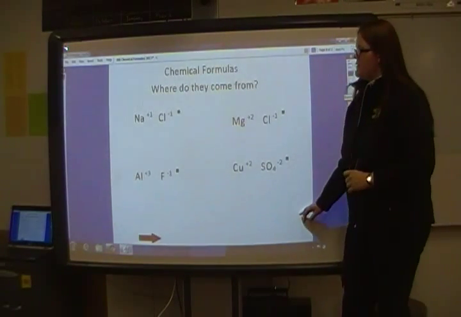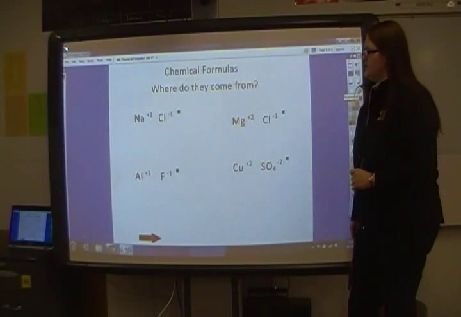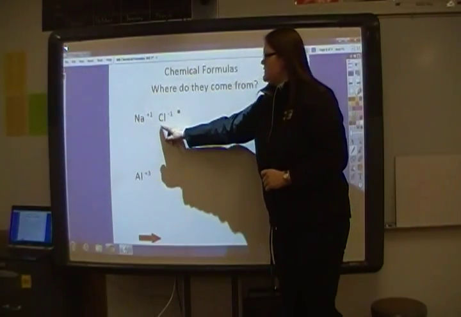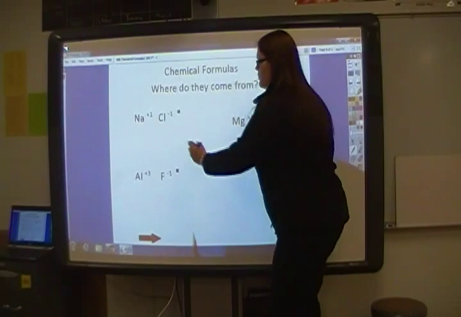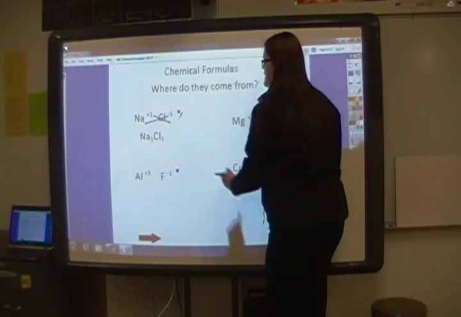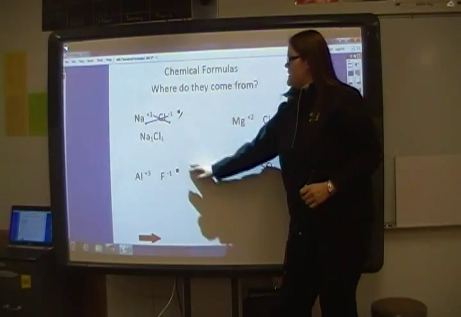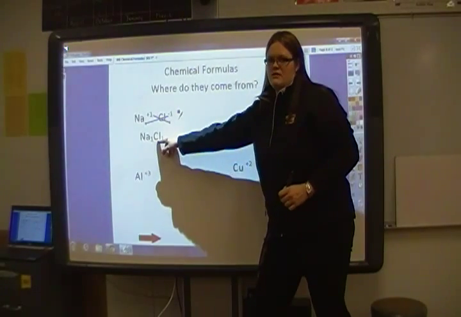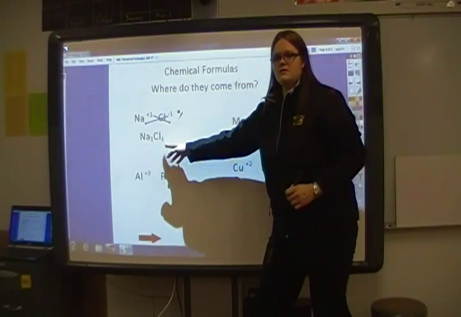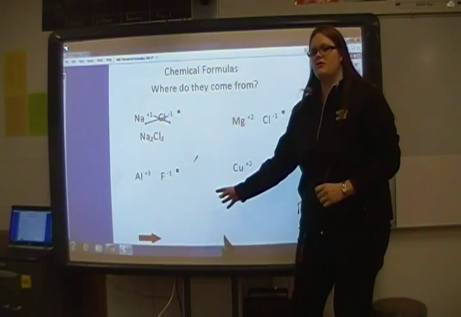So, chemical formulas, where do they come from? Pause the video to practice each of these problems. So we start here with sodium plus 1 and chlorine minus 1. We're going to cross the charges down to subscripts, and we get Na1Cl1. Now the fact that Na is here and Cl is here already tells us that there's 1. These little subscript ones are redundant, so we don't have to write them.